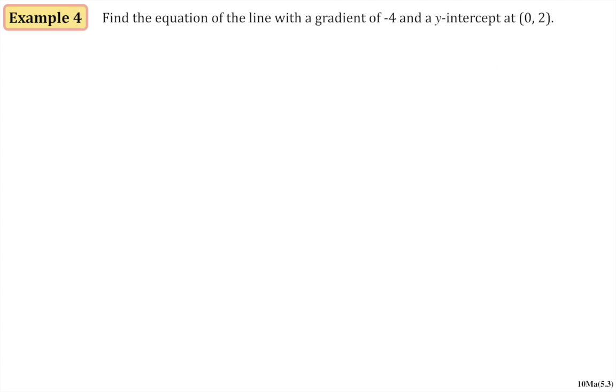Well, time for you to try example 4. Find the equation of the line with a gradient of -4 and a y-intercept of at 0, 2. Now, if the gradient's -4, well, we know m. If the y-intercept is at 0, 2, that means b is 2. Well, we've got a formula, y equals mx plus b, so y equals -4x plus 2. Finished. You use this formula if you know the y-intercept.